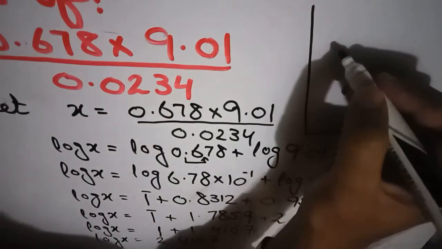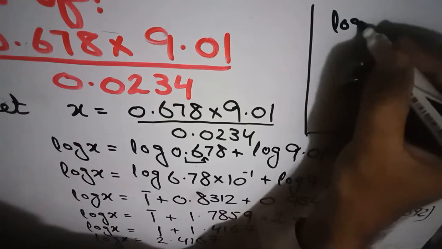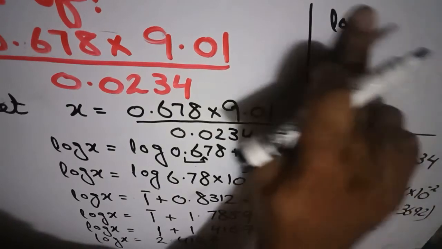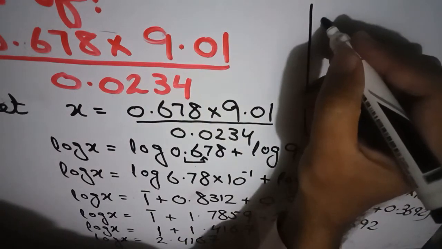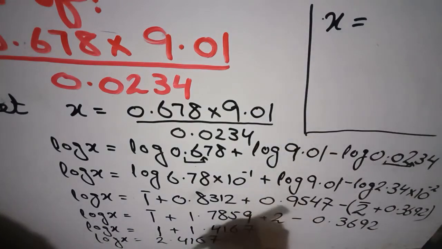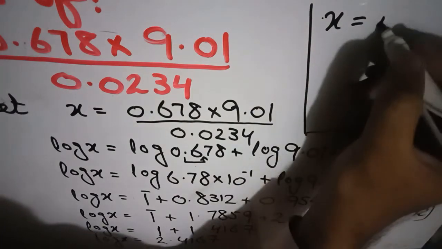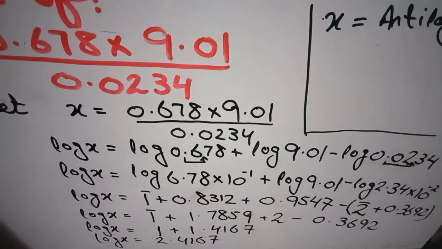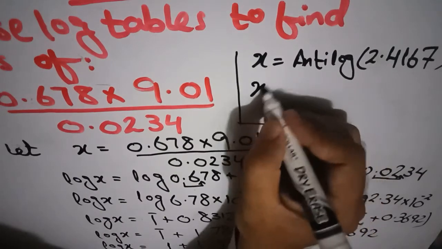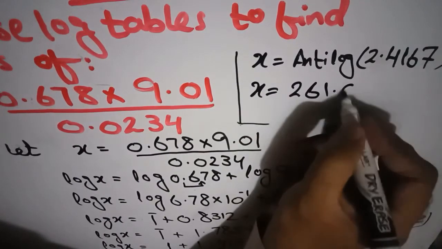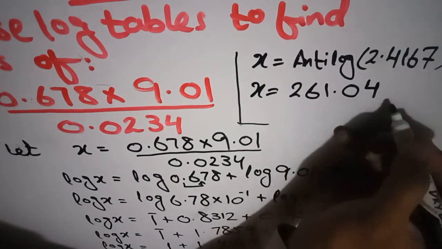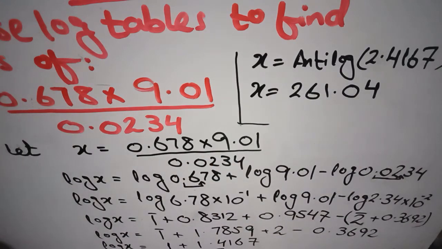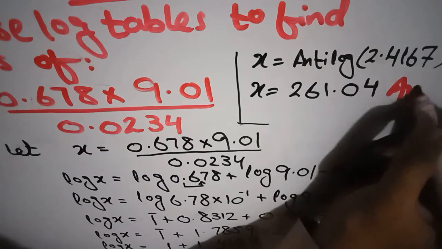Now you can write log x is equal to 2.4167. Take the antilog of both sides, and there will remain only x, and you write the antilog of this value. The antilog of this value will be x is equal to 261.04. You can round off up to 4, so this will be 261.04, and you can write it as your answer.